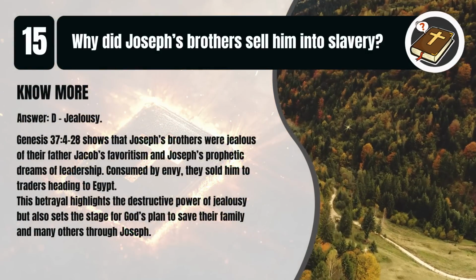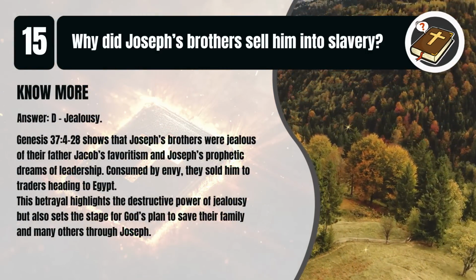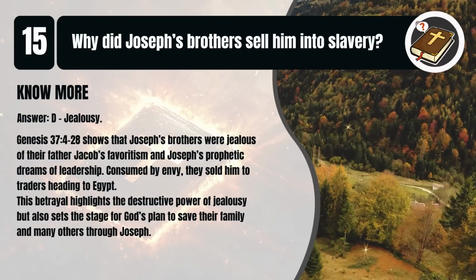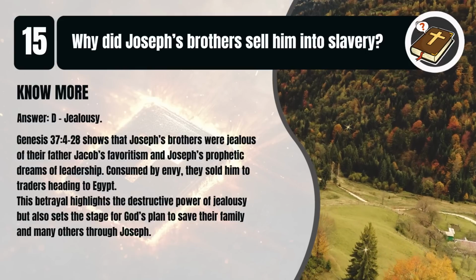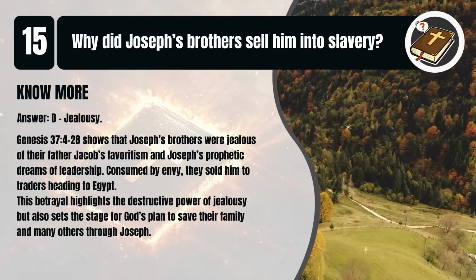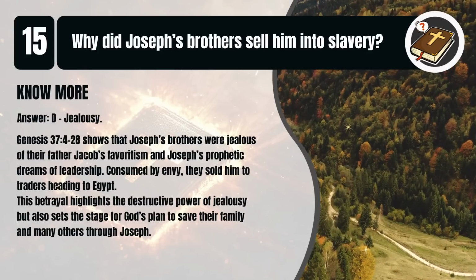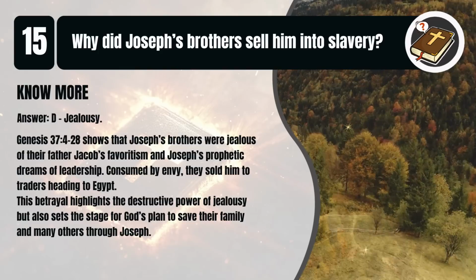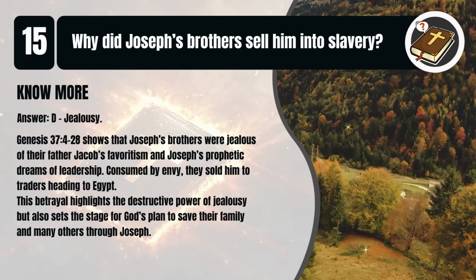That's D. Jealousy. Genesis chapter 37 verses 4 to 28 shows that Joseph's brothers were jealous of their father Jacob's favoritism and Joseph's prophetic dreams of leadership. Consumed by envy, they sold him to traders heading to Egypt. This betrayal highlights the destructive power of jealousy, but also sets the stage for God's plan to save their family and many others through Joseph.